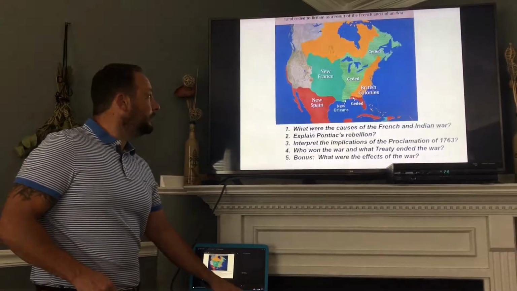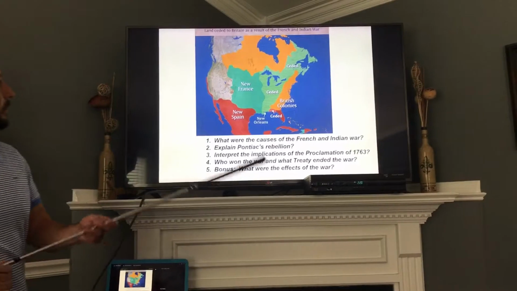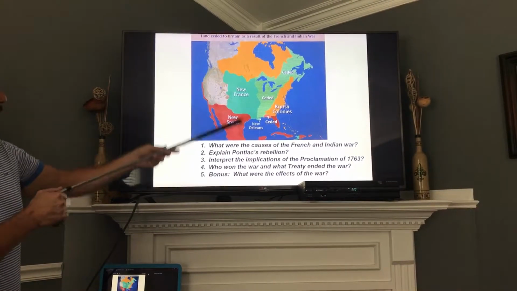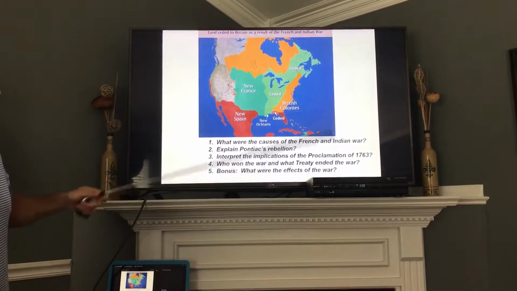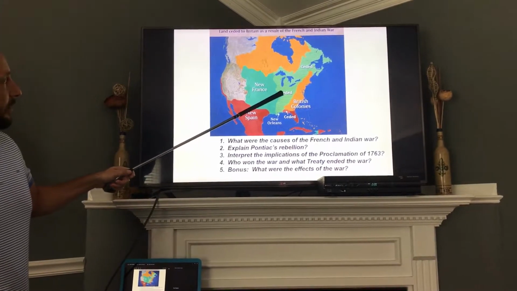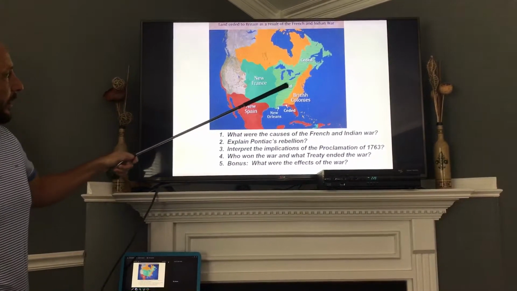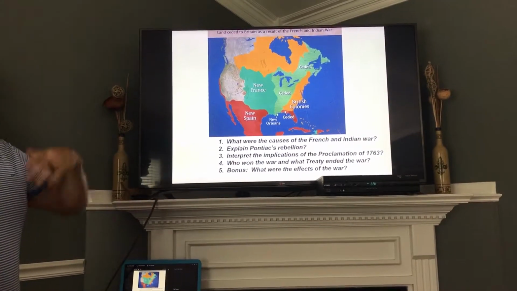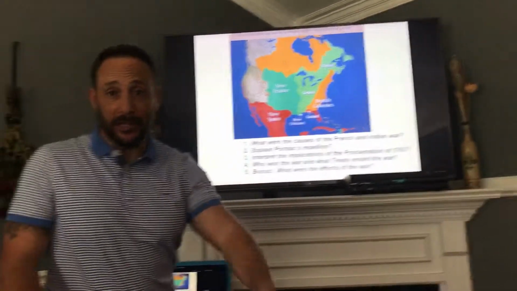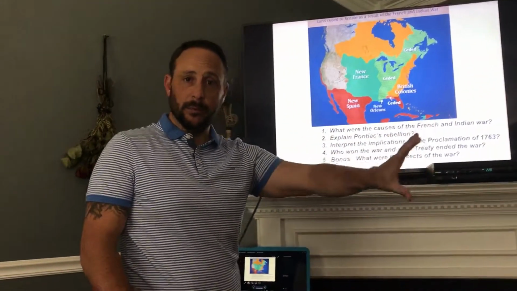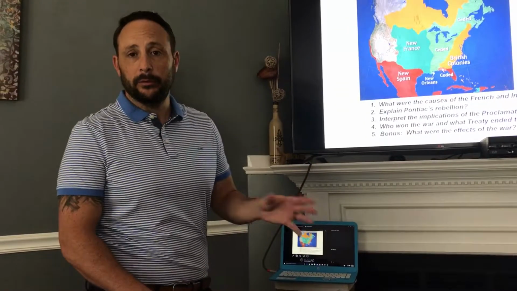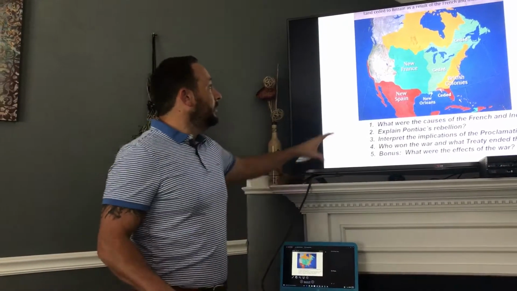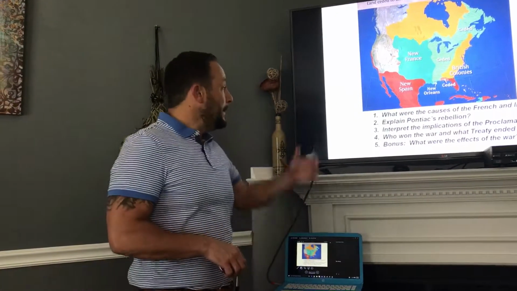All right, moving on. So here's the new map after the war, how it was set up. Basically, the French ceded this whole area right here. And later on, Thomas Jefferson ends up buying that from Napoleon, but that's a couple decades later. Okay. So right here, last slide.